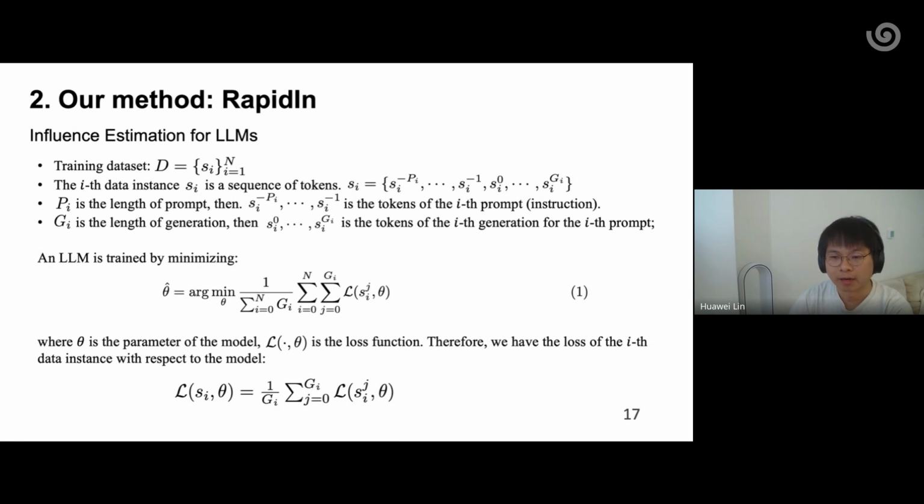Then our model is to maximize equation 1, where theta is the parameter and L is the loss function. Then we can have another loss function for the ith training data sample S_i. It is the sum of the logs of every token in the x_i.